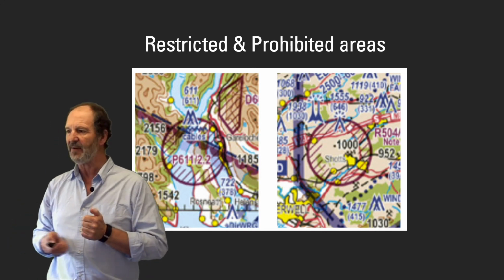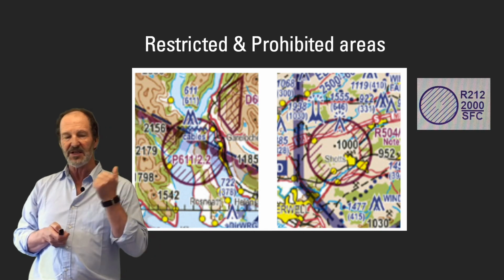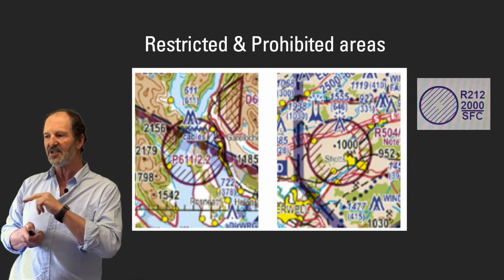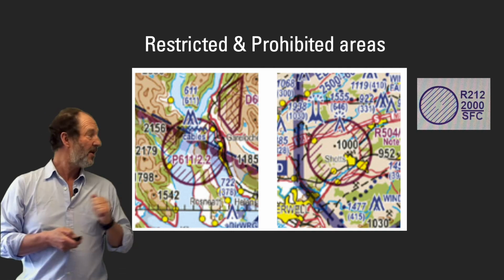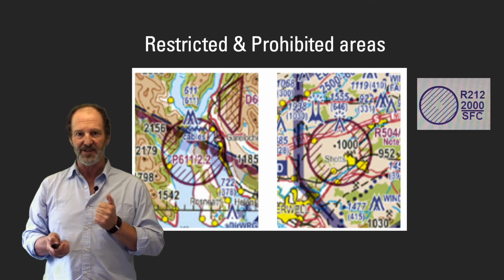So there we are. Okay, sometimes they'll look like this. This little one is actually taken from a digital air chart, and it's just displayed slightly differently. So this restricted area 212, which goes from the surface to 2,000 feet. SFC is just short for surface, obviously.